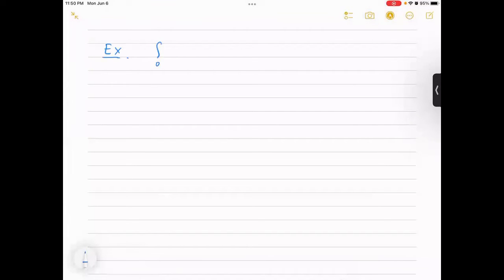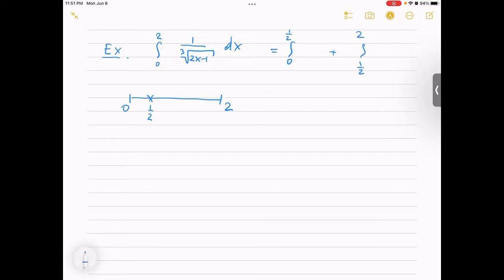Integral from 0 to 2 of 1 over the cube root of 2x minus 1 dx. If we look at the interval of integration 0 to 2, we see that when x equals 1/2, we have an infinite discontinuity, so we'll have to break the integral into two pieces: the integral from 0 to 1/2 and the integral from 1/2 to 2.